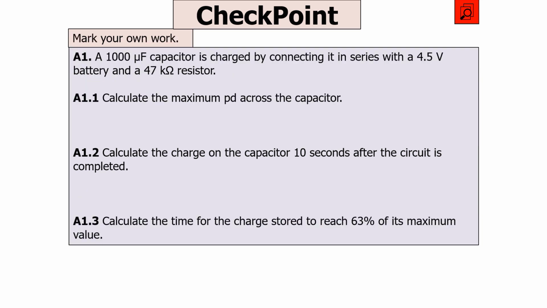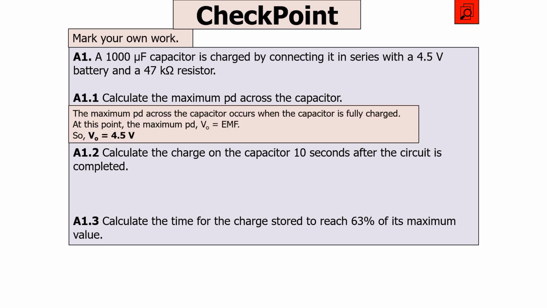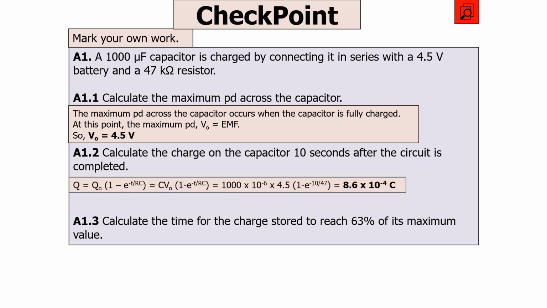Right, in this first question, the maximum PD across the capacitor is going to be the EMF of the power source, which is 4.5 volts. Now, to work out the charge on the capacitor 10 seconds after it's been completed, we've got to use our charging equation. Q equals Q0 times 1 minus e to the power minus t over RC. Popping all the values through. Remember, Q0 is CV0, so you know V0 is the EMF, 4.5 volts. You know C is the capacitance in farads, so you convert microfarads to farads. Pop in all the values, and we get 8.6 times 10 to the minus 4 coulombs.